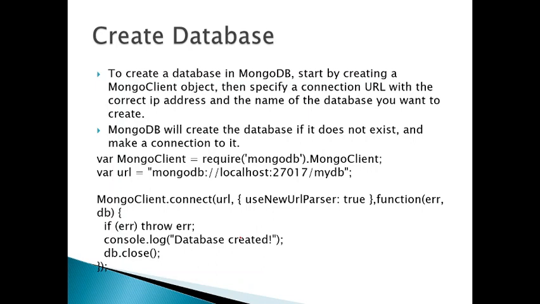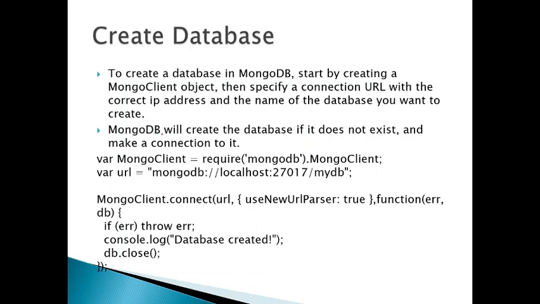We will see how we can create or connect to the database. To create a database or to connect with the database, start by creating a MongoClient object, then specify a connection URL with the correct IP address and the name of the database. That is basically our connectivity string. MongoDB will create the database if it does not exist, and if it exists, it will make the connection.